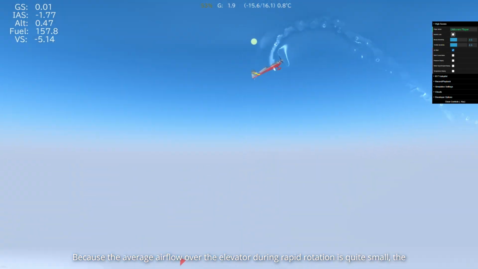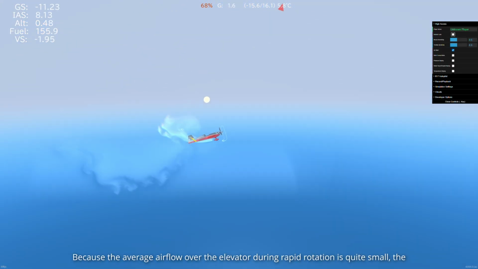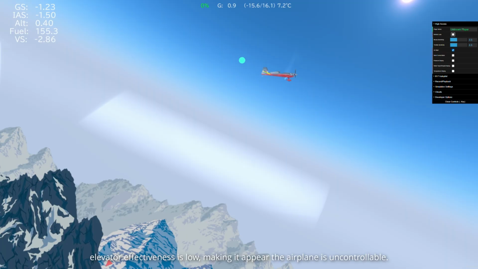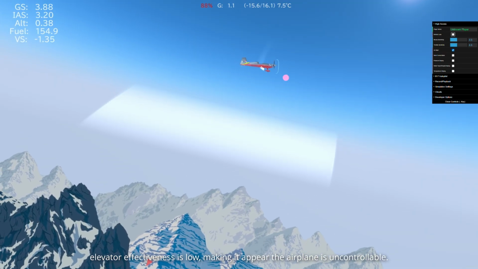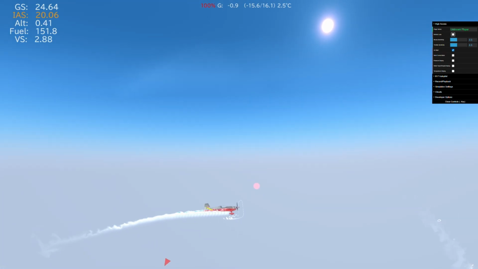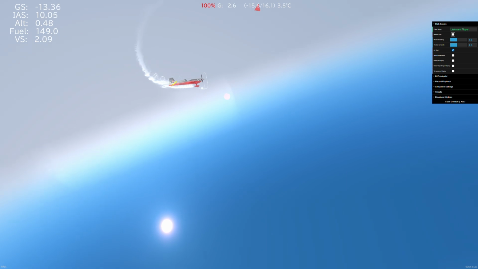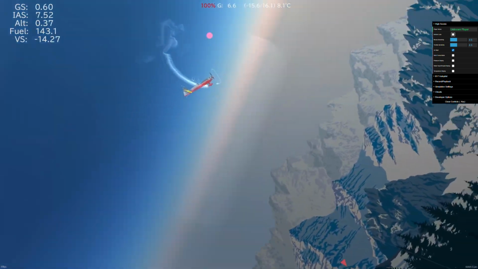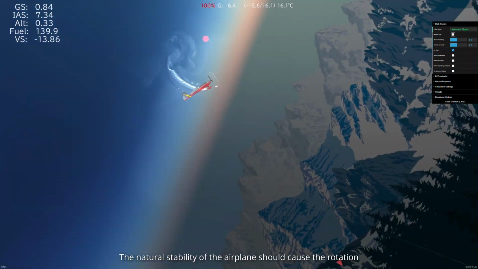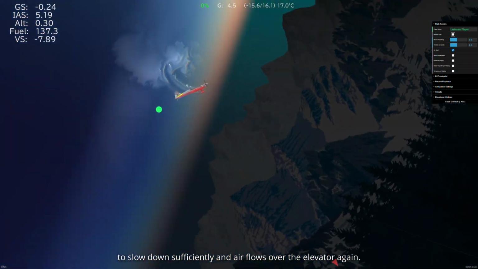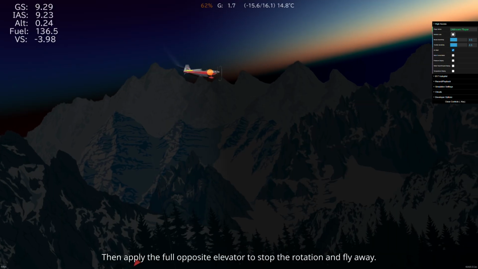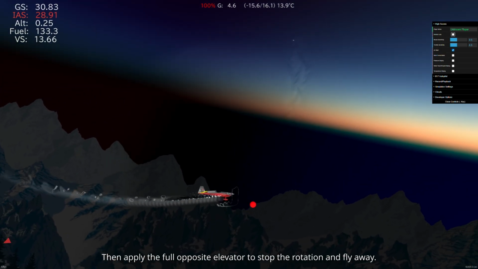Because the average airflow over the elevator during rapid rotation is quite small, the elevator effectiveness is low, making it appear the airplane is uncontrollable. To stop the tumble, simply reduce the power to 0%. The natural stability of the airplane should cause the rotation to slow down sufficiently and air flows over the elevator again. Then apply the full opposite elevator to stop the rotation and fly away.